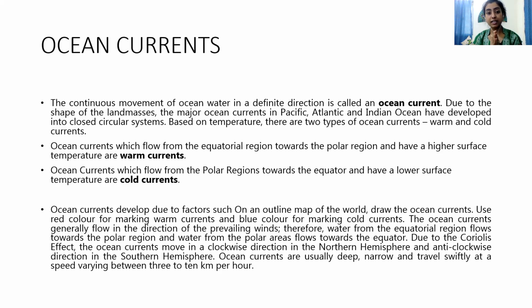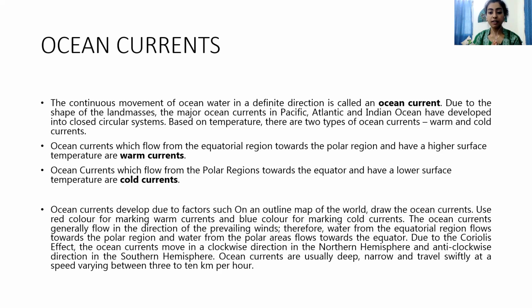Now due to the Coriolis effect, in a previous chapter we have understood what the Coriolis effect is. Coriolis effect means in the northern hemisphere and in the southern hemisphere, because the earth is rotating and revolving at the same time, the wind gets deflected in a different direction. All right, so because of the Coriolis effect, always remember, in the northern hemisphere the ocean current will move in a clockwise direction. On the other hand, in the southern hemisphere it will move in an anti-clockwise direction.